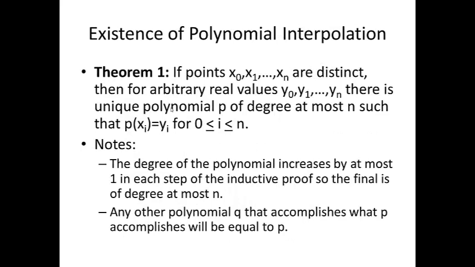Namely, Theorem 1. If the points x0, x1 through xn are distinct, then for arbitrary real values y0, y1, through yn, there's a unique polynomial p of degree at most n, such that p of x sub i is equal to y sub i, for i running from 0 through n. Now, the degree of the polynomial increases by at most 1 in each step of the inductive proof, so the final polynomial is of degree at most n. Any other polynomial q that accomplishes what p does is going to end up being equal to p.